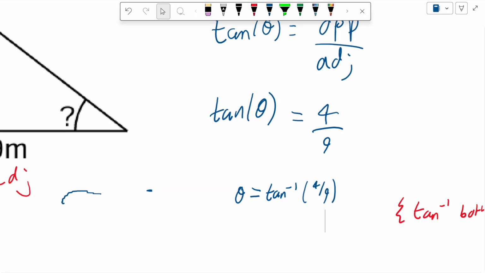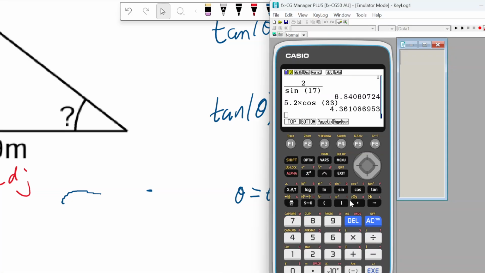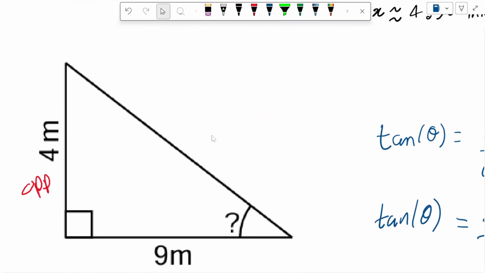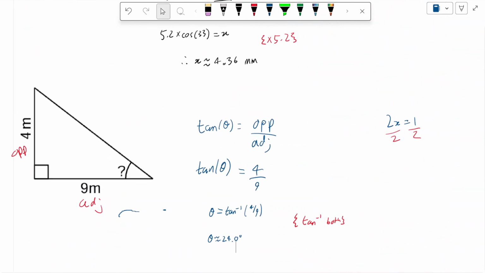All right, now we can just chuck that in a calculator and see what we get. Tan inverse 4 over 9, and you get 23.9, or 24.0 degrees to 3 significant figures. Cool. And we just make sure, does that make sense for an angle measurement in a triangle? Yes, 24 degrees is about what you'd expect to see in a triangle.